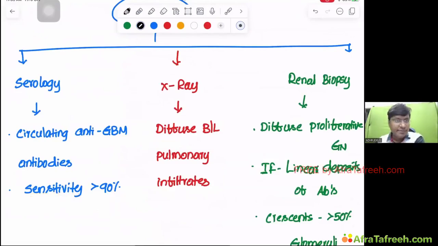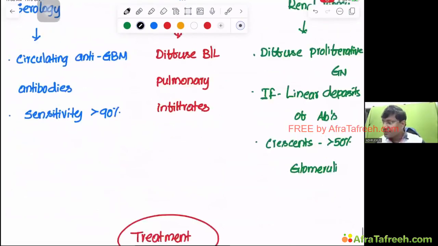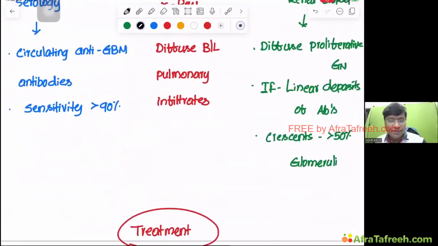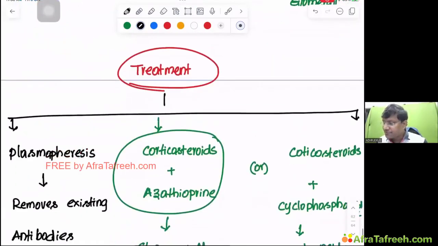Next is your X-ray. X-ray will show you the presence of diffuse pulmonary infiltrates. And renal biopsy, it's like gold standard, right? This will show you that there is diffuse proliferative glomerulonephritis. And on immunofluorescence, you will observe the linear deposits of the antibodies. And you have the crescents. These crescents are present in more than 50% of the glomeruli. And what are the crescents? That is half moon shaped collection of the inflammatory cells or epithelial cells. That is what is called crescents.